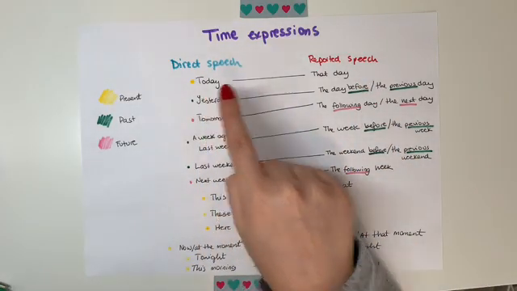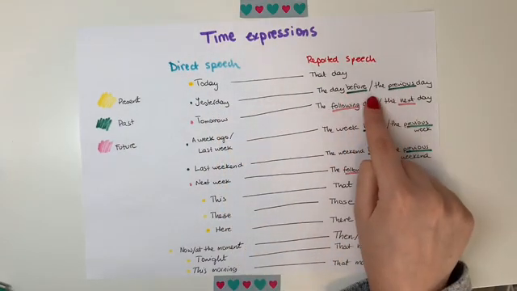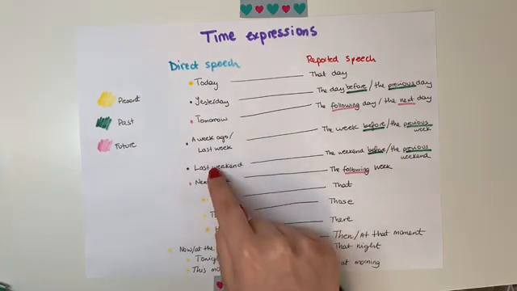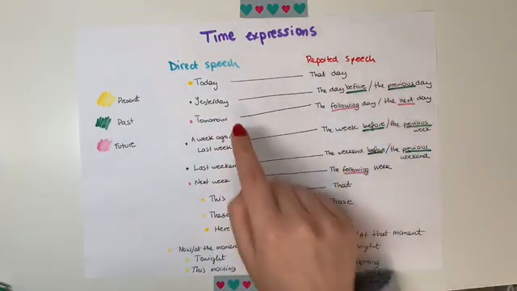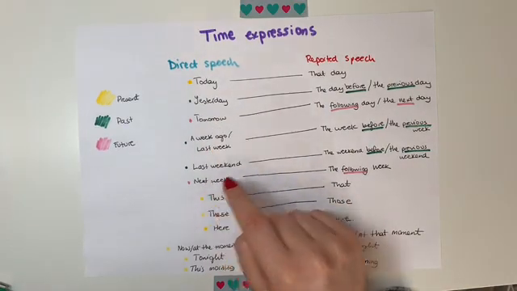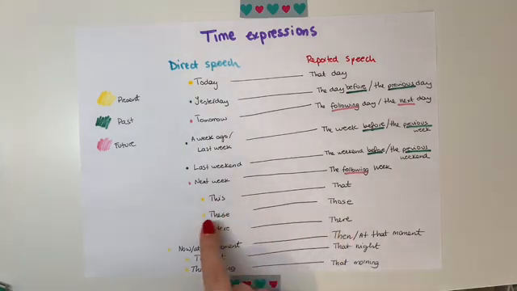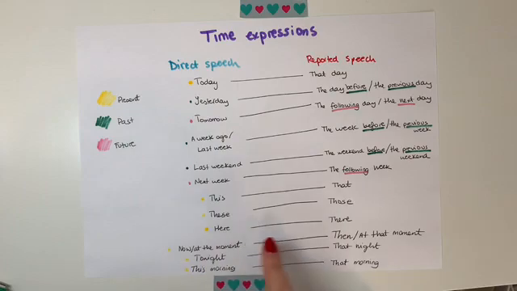If you have today, you change it for that day. Yesterday, the day before, or the previous day. So when we talk about the past, we've got the examples in green, we say before or previous, and when it's future, tomorrow or next week, we say the following or the next. And these are also some examples. This, that, these, those, here, there, now, then, at the moment, at that moment, tonight, that night, this morning, that morning.